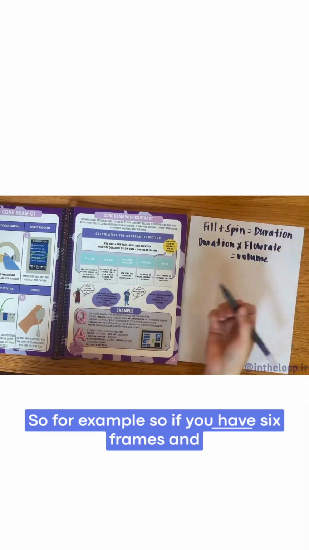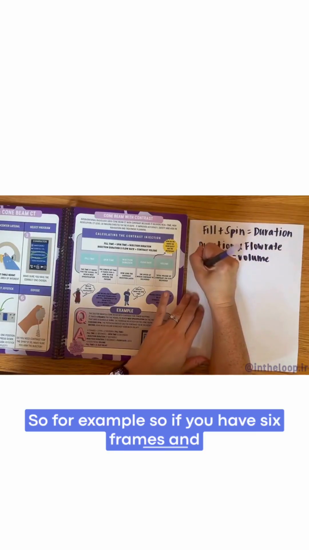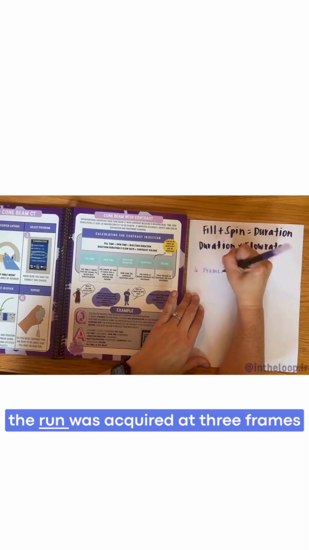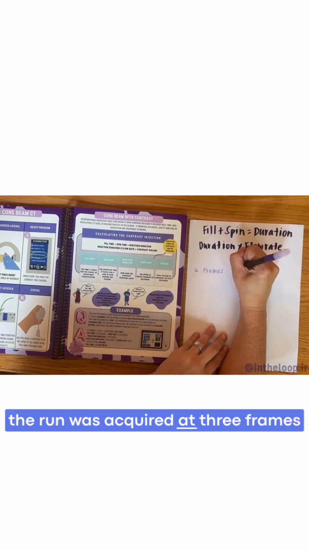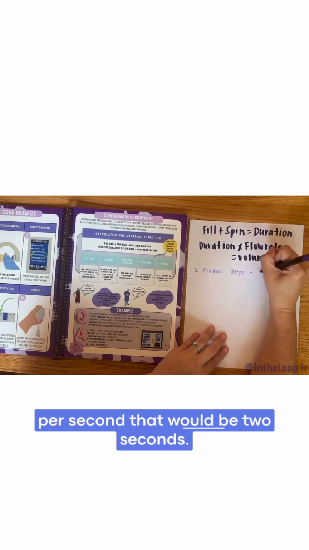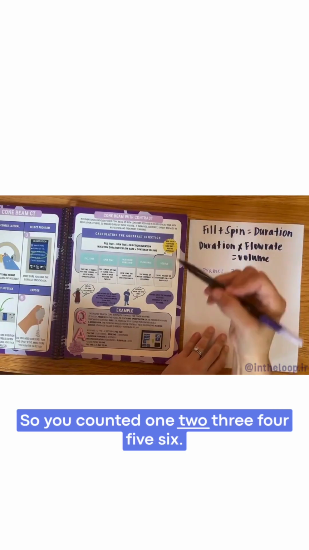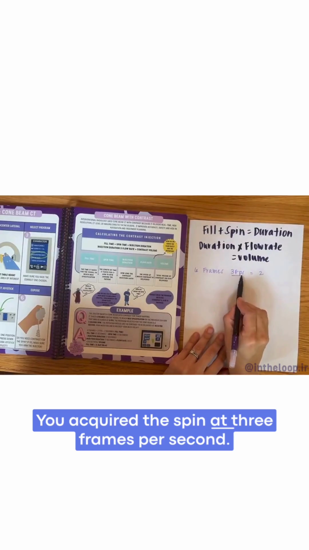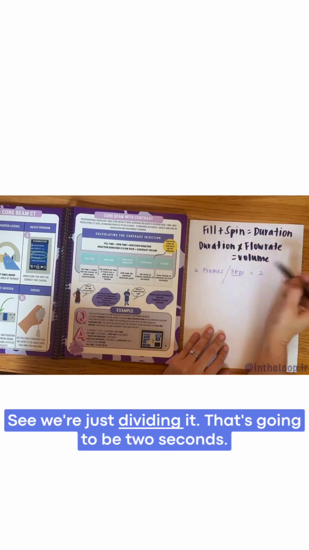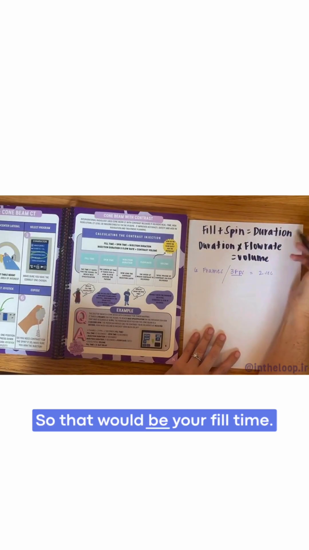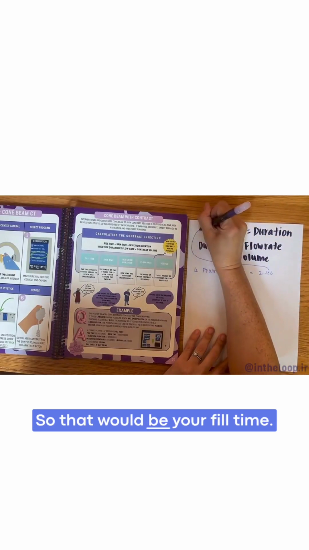So for example, if you have 6 frames, and the run was acquired at 3 frames per second, that would be 2 seconds. So you counted 1, 2, 3, 4, 5, 6. That's a great max fill image, or a great tumor blush. The run was acquired at 3 frames per second. We're just dividing it. That's going to be 2 seconds. So that would be your fill time.